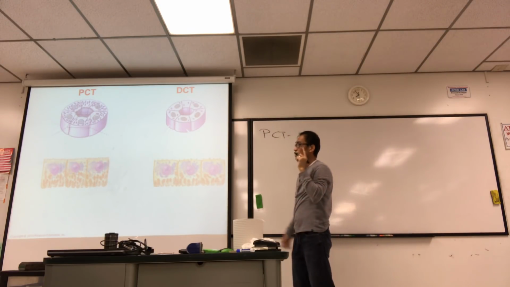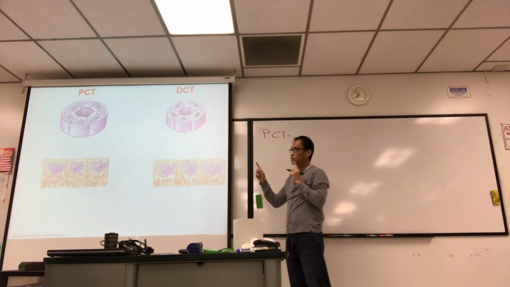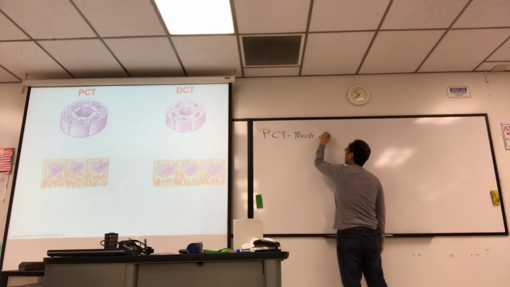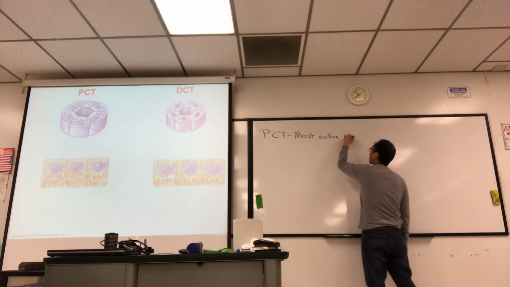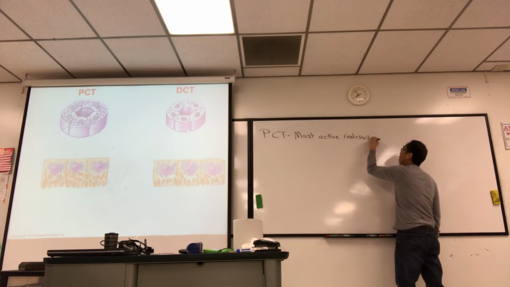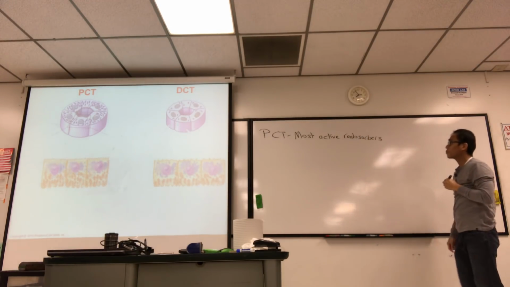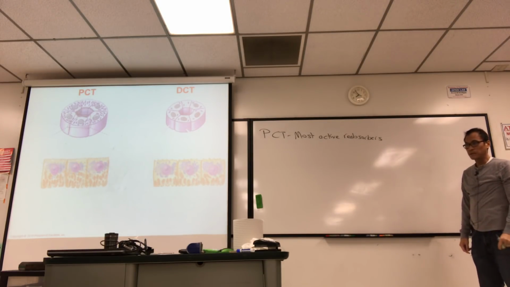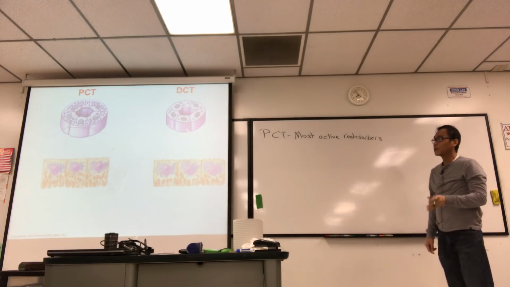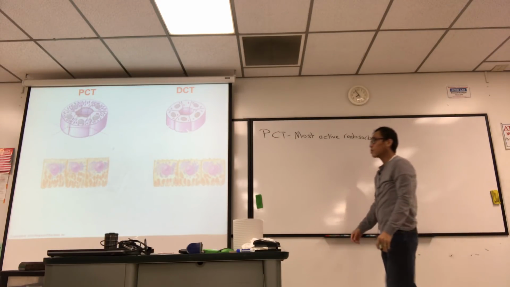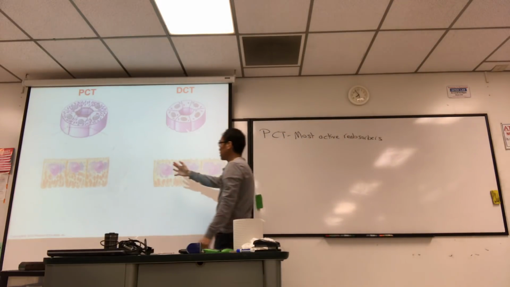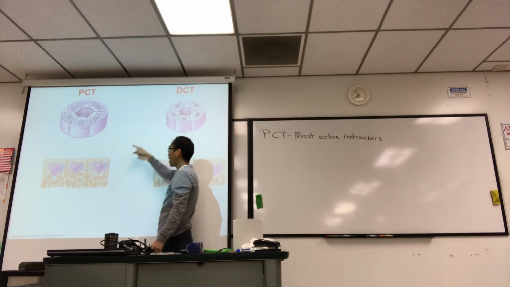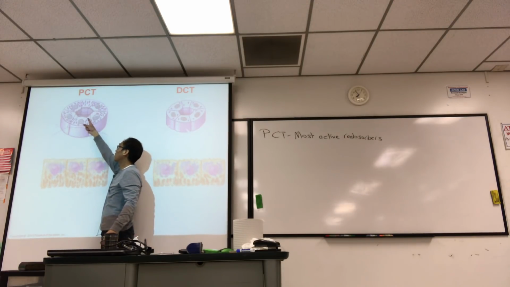Basically, the PCT is your most active reabsorber. Reabsorption is to take something out of the filtrate and put it in the blood. Now, the cells that do this work, well, the evidence is in the cell. Compared to the DCT, the PCT cells are a little bit bigger. They have a brush border in the lumen.